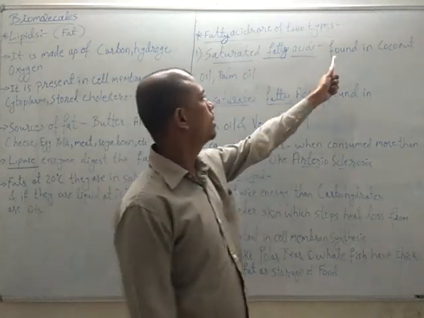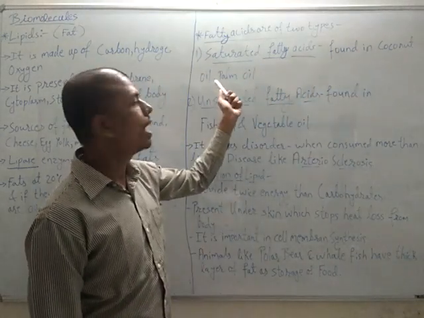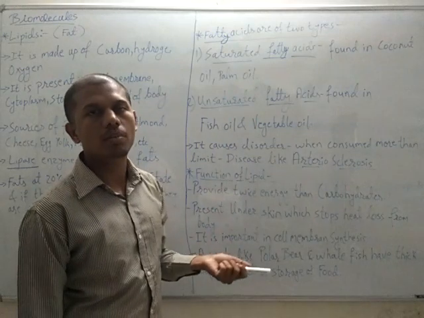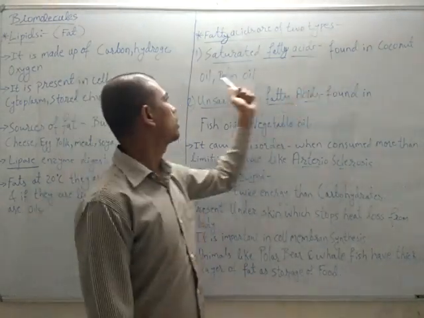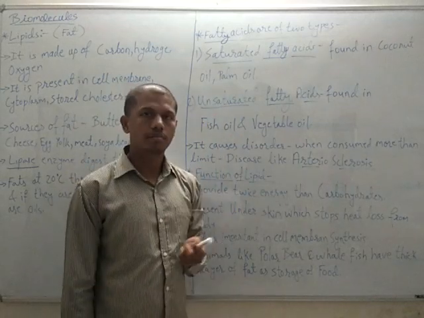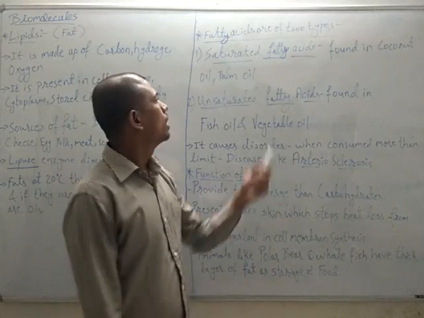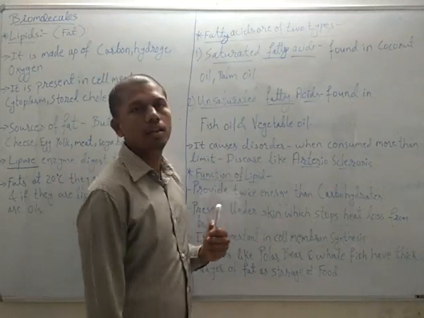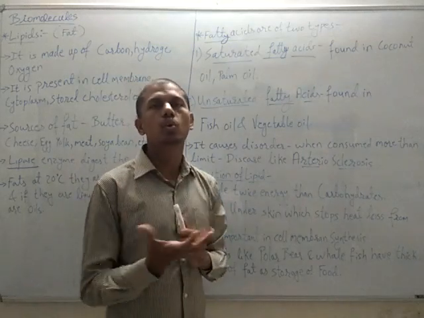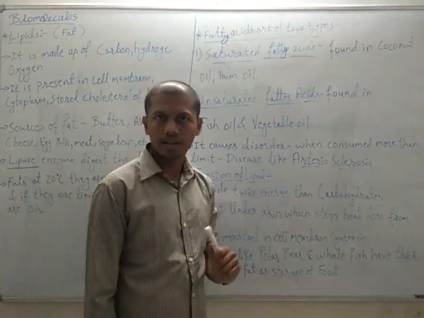Saturated fatty acid is found in coconut oil and palm oil. Palm oil is generally used for cooking food, and coconut oil is also used in many places and many countries for cooking food. These oils, coconut oil and palm oil, can become solid in cold temperature. That is called a saturated fatty acid.